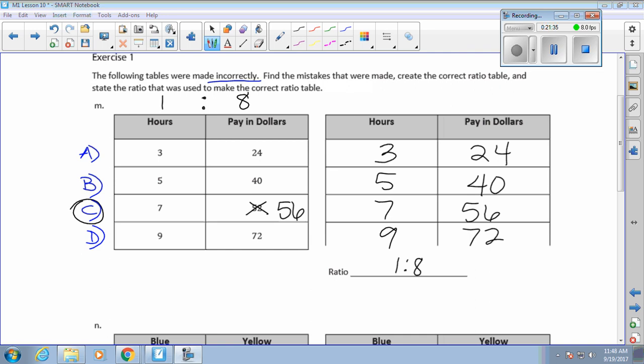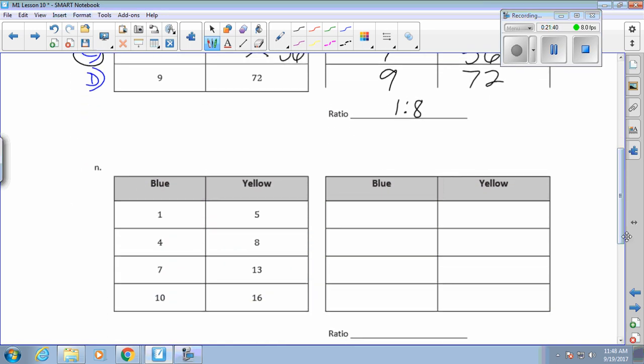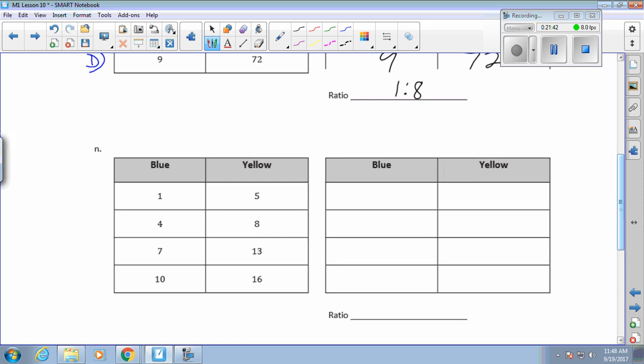All right, we have 2 minutes. Let's look at this next one really quickly. This one is a real big mess. We have somebody mixing blue and yellow or counting blue to yellow. I don't know what's going on here. They didn't give us the context, but if we have 1 blue to 5 yellow, if we had 4 blue, if this were the ratio we're basing this table off of, what should that 8 have been?